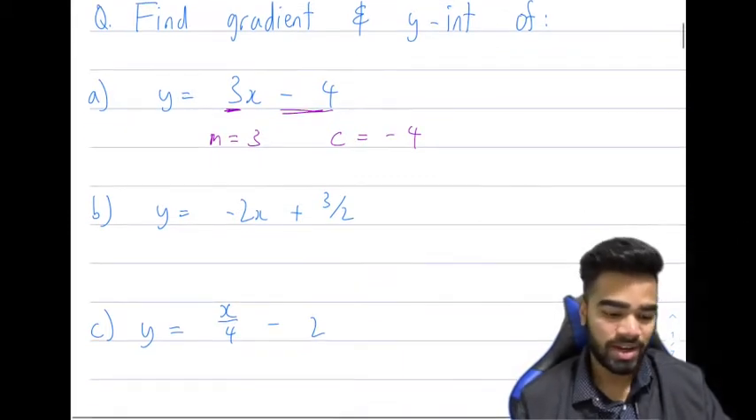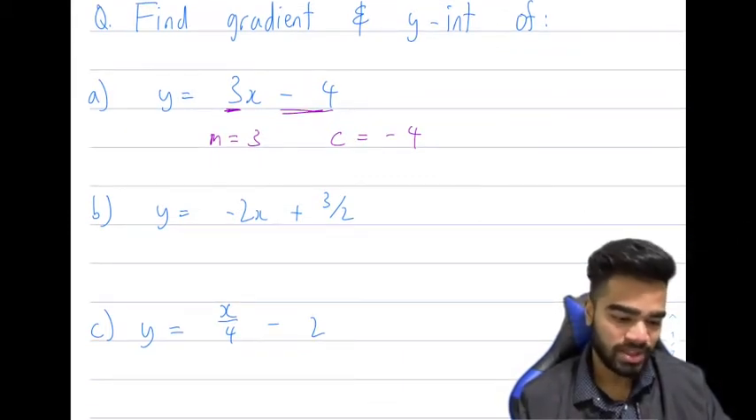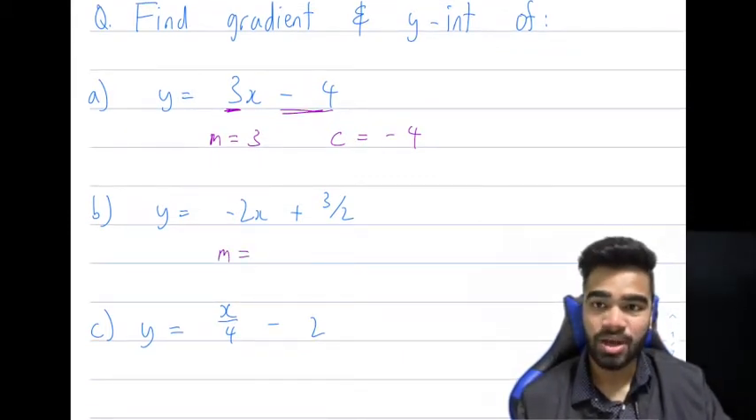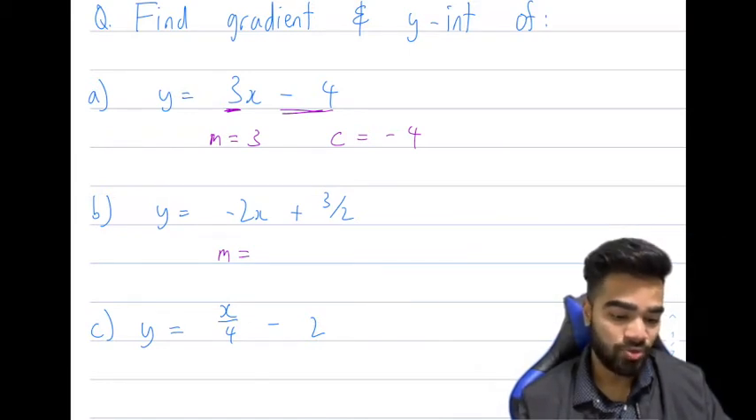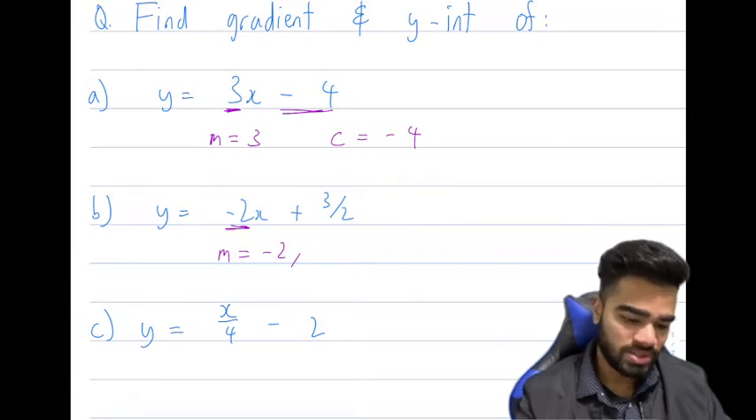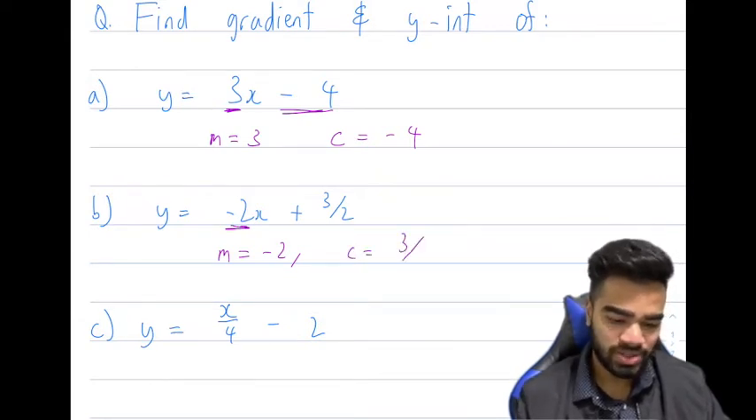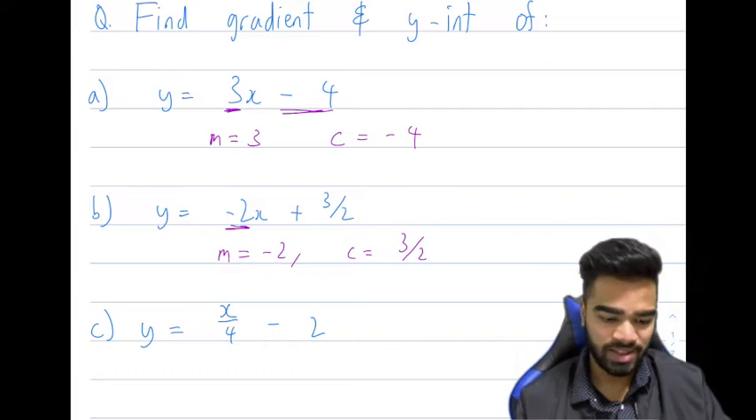Okay, fairly simple, right? So next part, let's keep going. What do you think the gradient of the next question is? Well, the gradient is the coefficient of x, which in this case is -2. And the y-intercept, or c I should say, is 3/2. Alright, fairly simple so far.